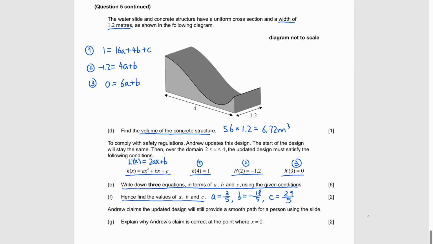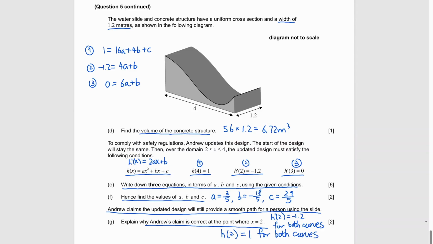Finally, we explain why the updated design still provides a smooth path at x equals 2. We check both the old and new functions. At x equals 2, the slope h prime is negative 1.2 for both, and the height h is 1 for both curves. Since both slope and height match, the path is smooth.